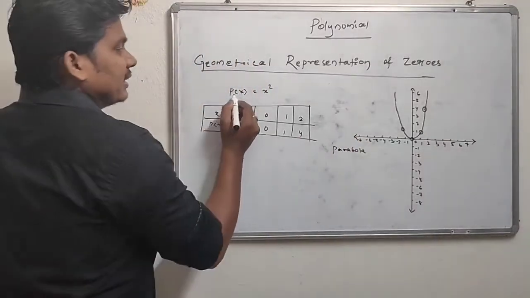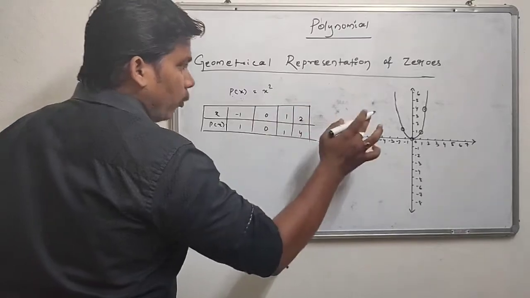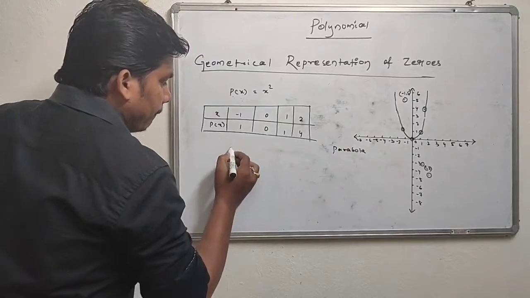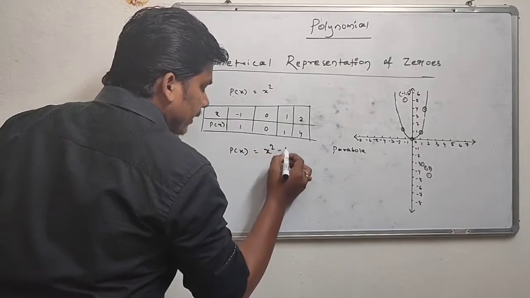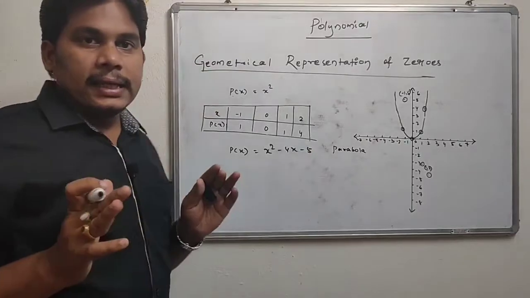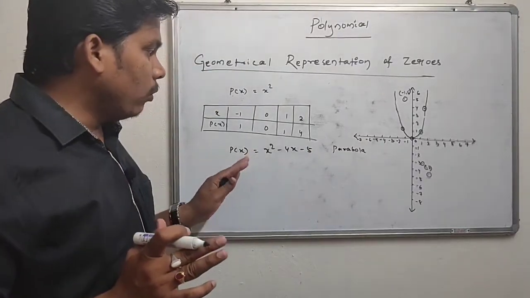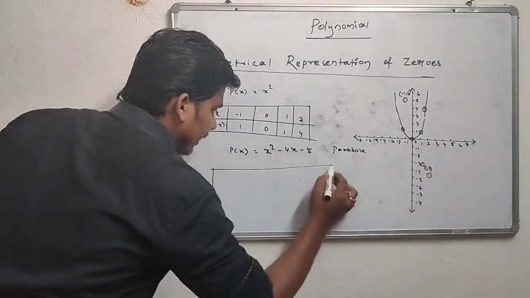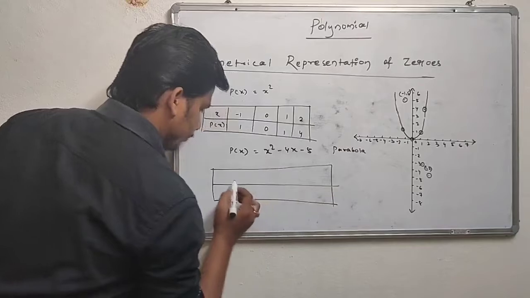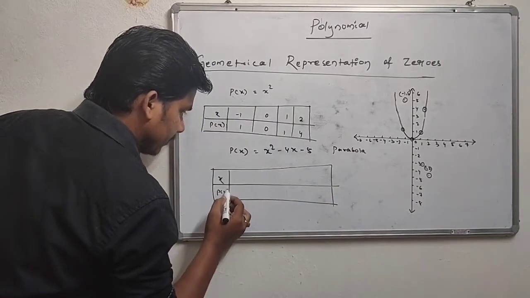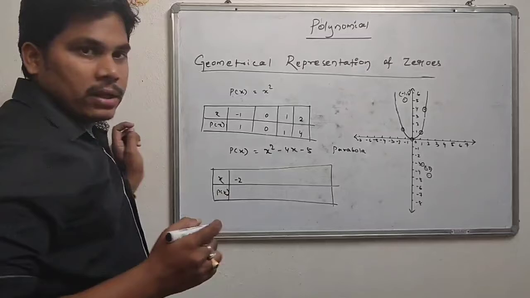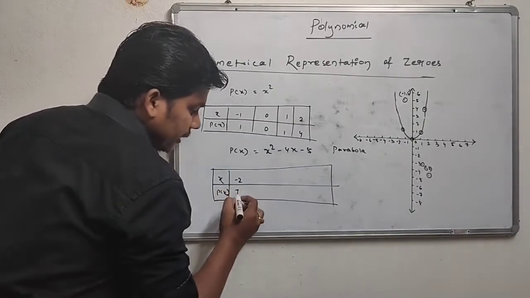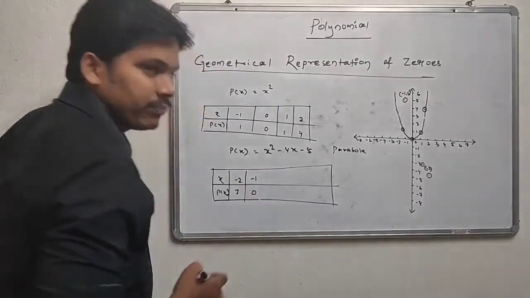And remember, for px equal to x square, this shape only we can get for the quadratic form. In the same way, we'll take another example, px equal to x square minus 4x minus 5. See, in this equation, we'll draw one graph for this. See, I will take x and px here. If I take minus 2, what value will we get? Then we can understand easily. If you take minus 2, we'll get 7. If you take minus 1, we'll get 0.